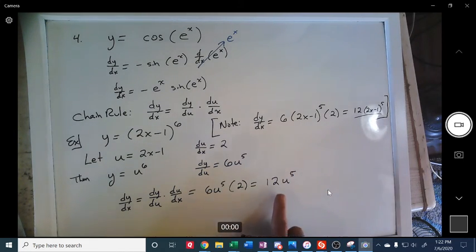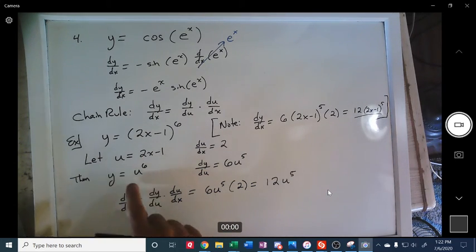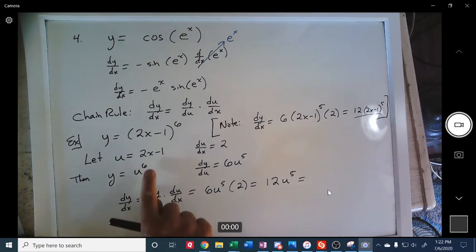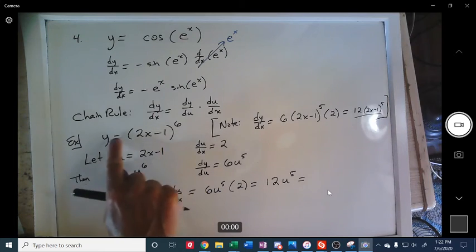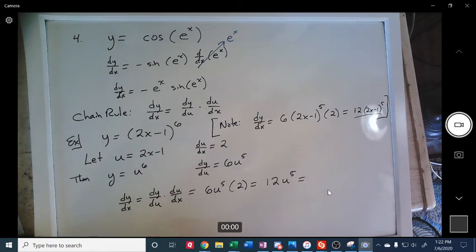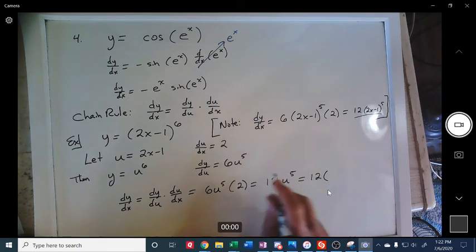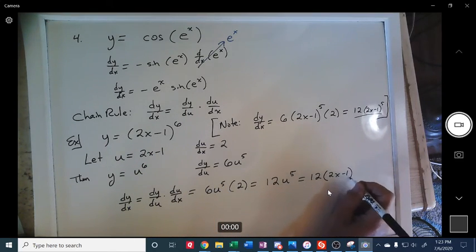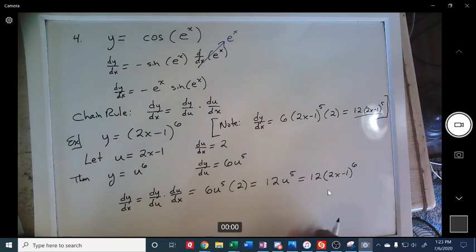But then the answer can't be in terms of u, because u is just something that we created to help us do the problem. You have to go back and replace u with x. The original problem with y's and x's, we go back to y's and x's. This is 12, and then u is 2x minus 1 to the 6th. Notice the answer I get here totally agrees with the way that we first learned how to do it.